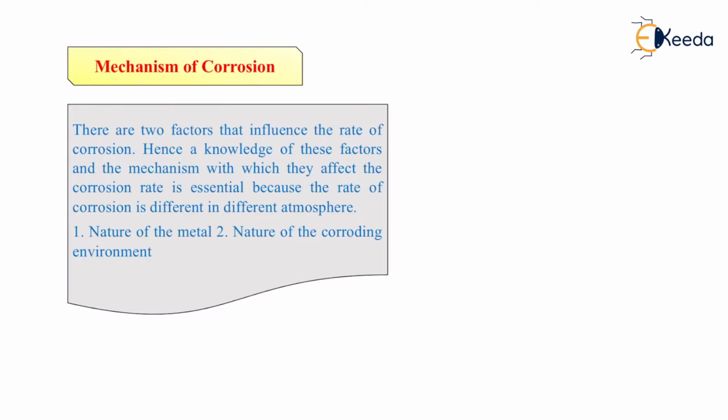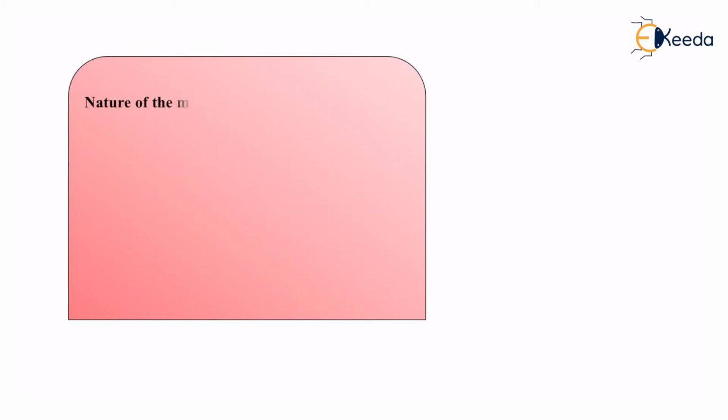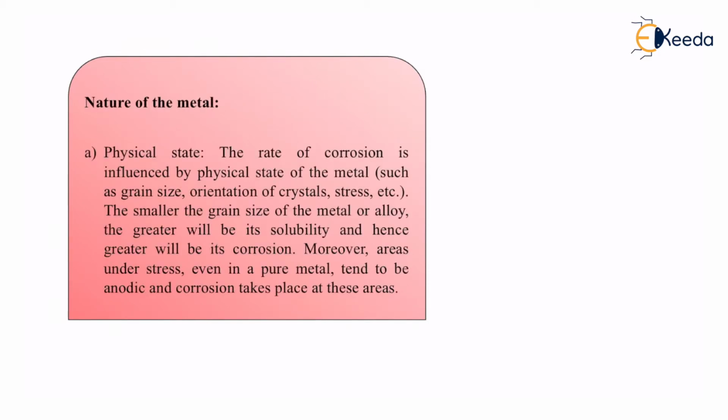Let us first focus on the nature of the metal. The first is the nature of metal: physical state. Always remember, metals are generally solid, but mercury is a metal which is liquid in state. Apart from that, the details of the physical state are very important. So let's look into the details of it.